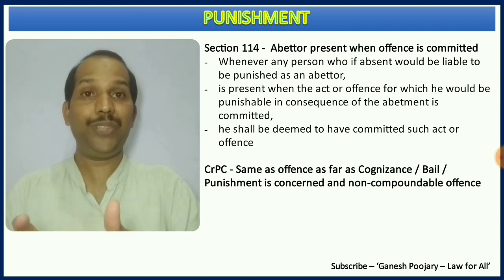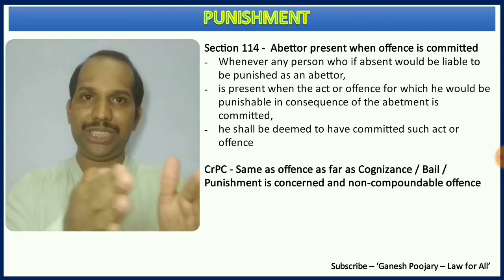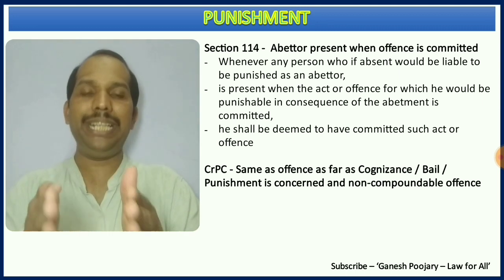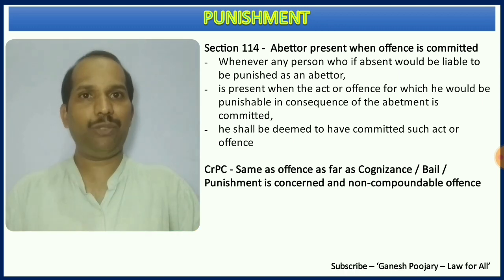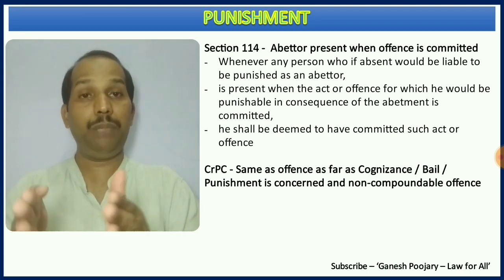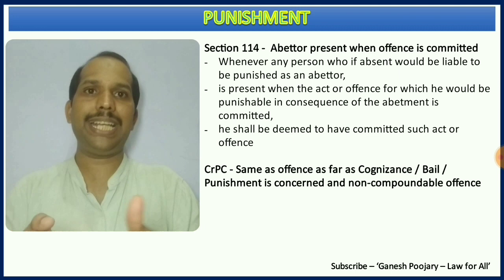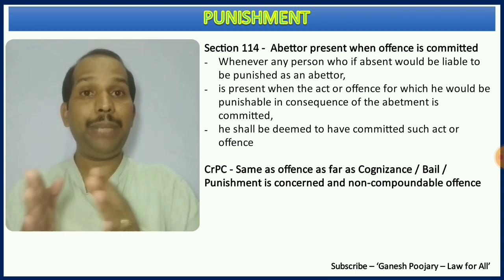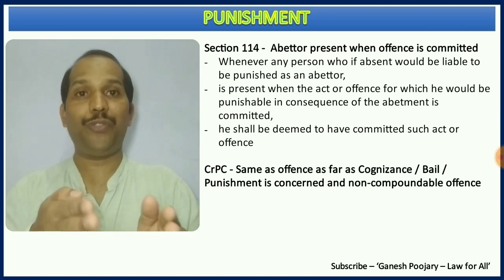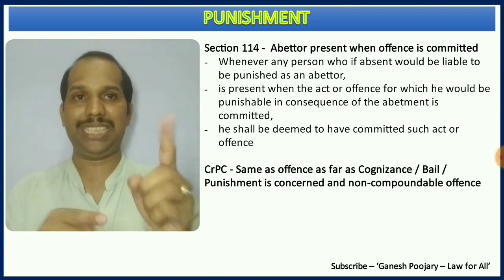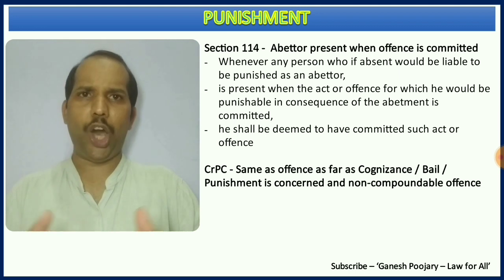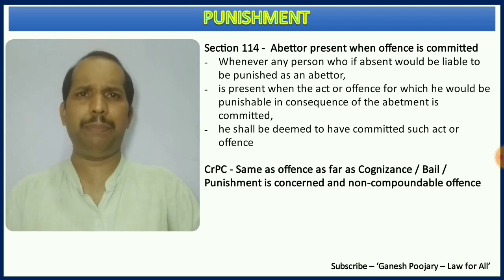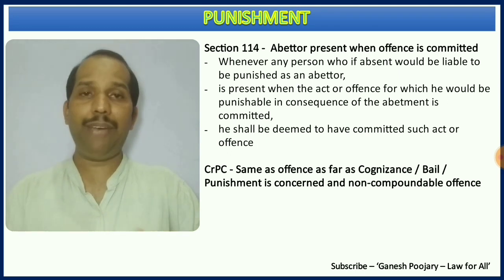Here, what happens if A is present when B is killing Mr. Z? It is like A and B together murdered Mr. Z. And if A is not there in the scene, in that case for A the punishment will be for the abetment of murder, whereas for B it will be for murder. That is the difference. That way, the presence or absence of the abettor is very important as far as Section 114 is concerned, and all the CrPC provisions remain the same as for the offense itself, like cognizable or bailable or the punishment, everything remains the same.